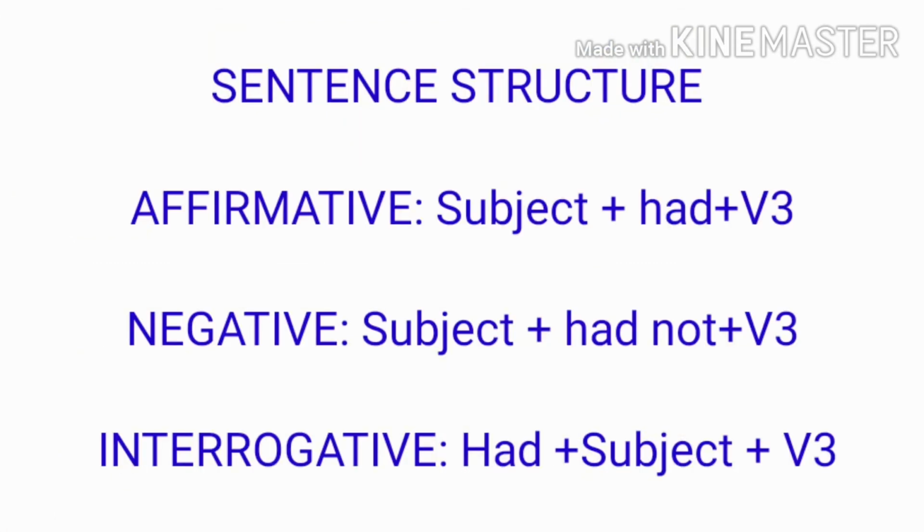The structure of past perfect tense. In an affirmative sentence, we use subject, after subject had, and the third form of the verb. In a negative sentence, subject, had not, and the third form of the verb. In an interrogative sentence, had, after had the subject, and the third form of the verb. This is the sentence structure of affirmative, negative, and interrogative sentences in past perfect tense.